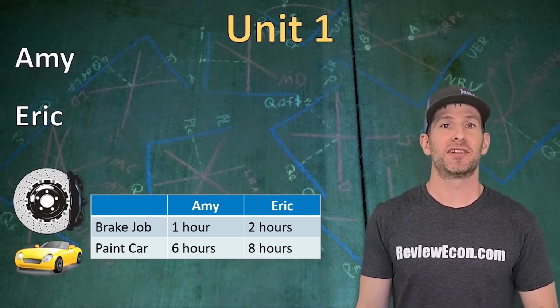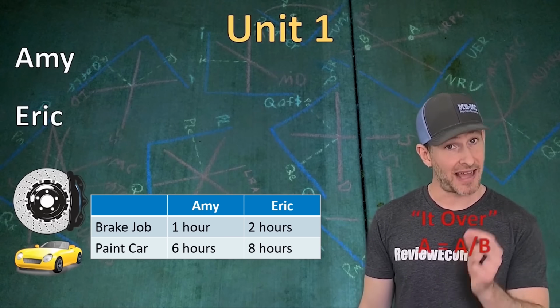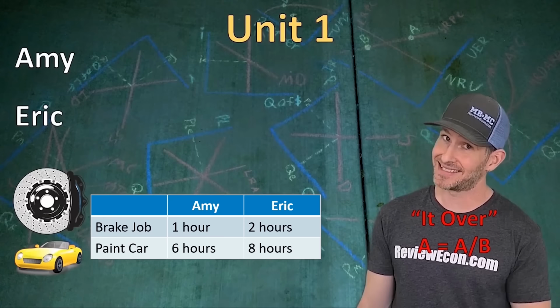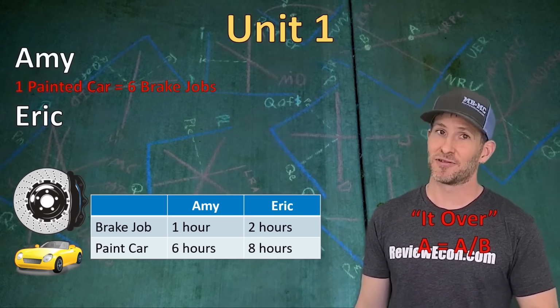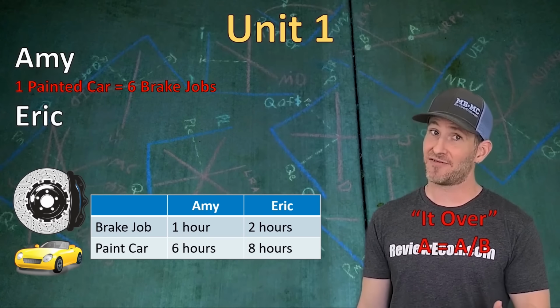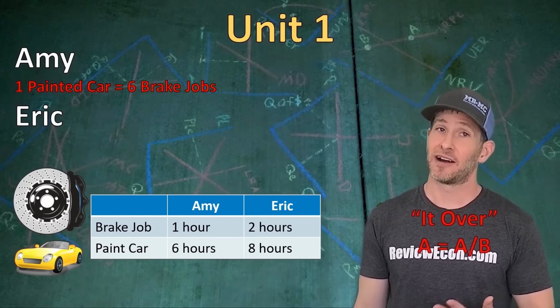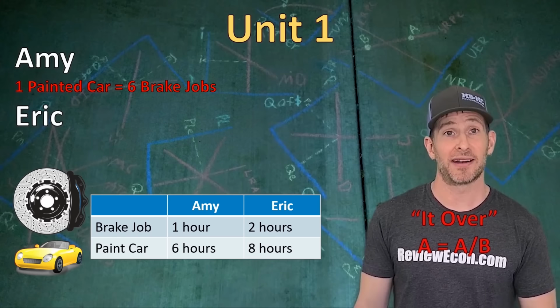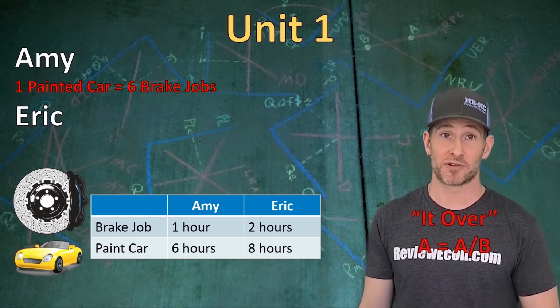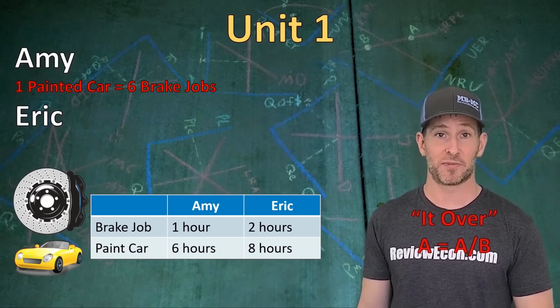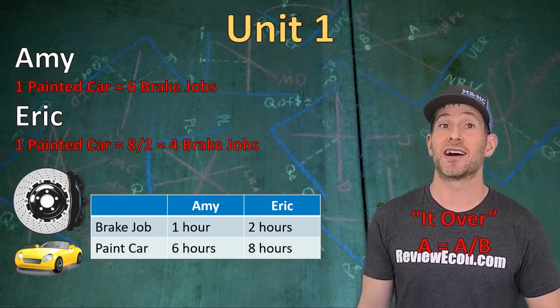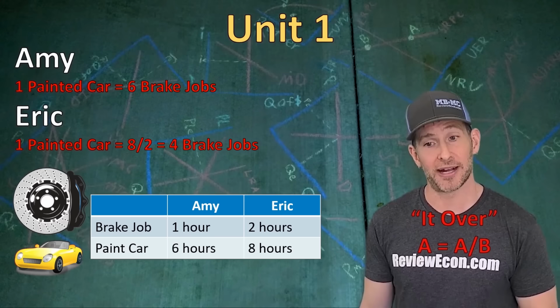For Amy, the opportunity cost of one painted car is the hours she has for painted cars, 6, divided by the hours it takes to do a brake job, 1. That reduces down to 6 paint jobs for every painted car Amy produces. Now for Eric, the opportunity cost of one painted car is the hours for producing a painted car, 8, divided by the 2 hours it would take to produce a paint job. That means his opportunity cost of one painted car is 4 brake jobs.